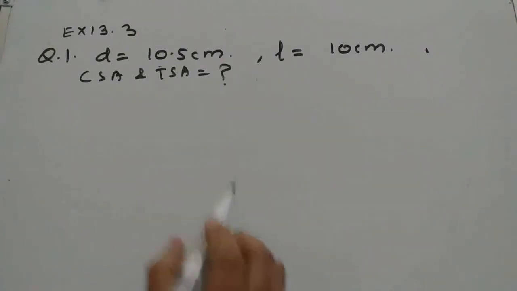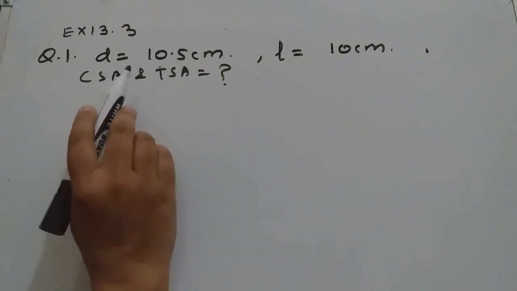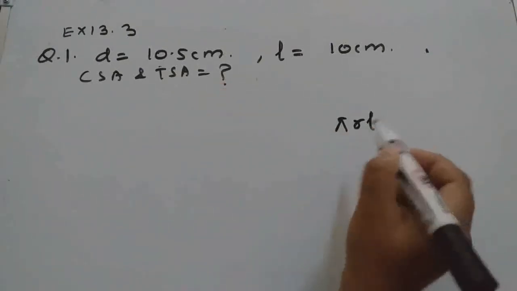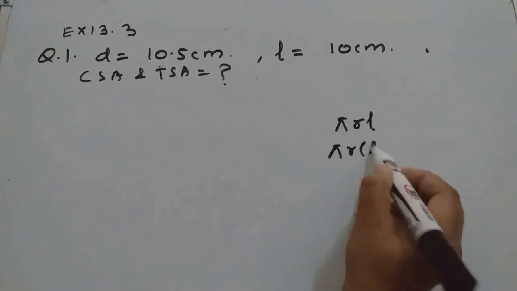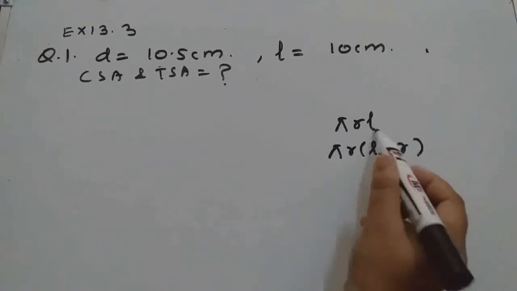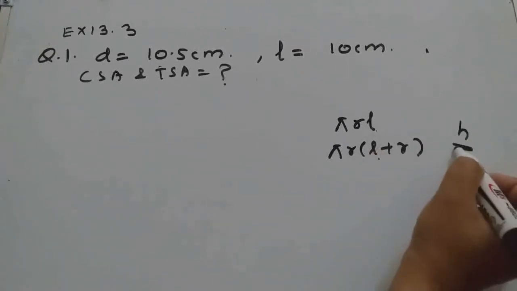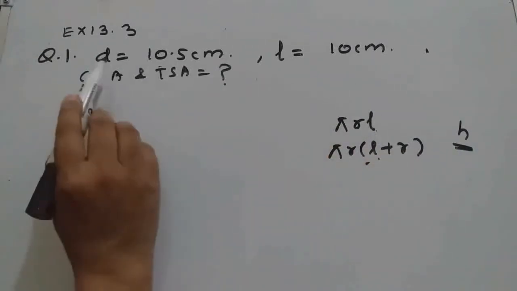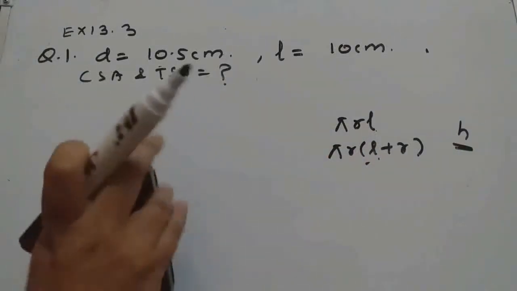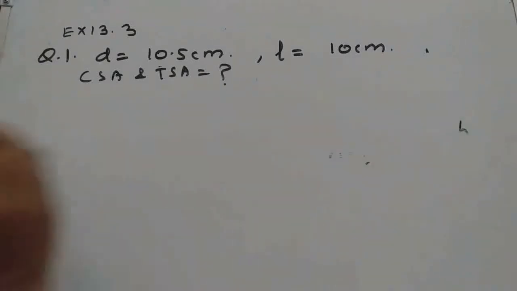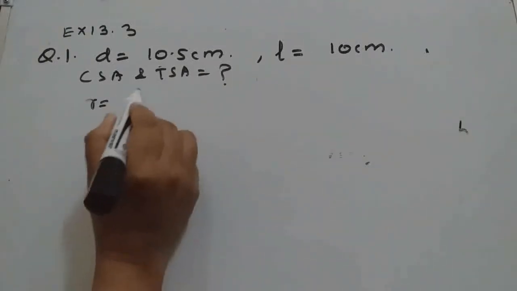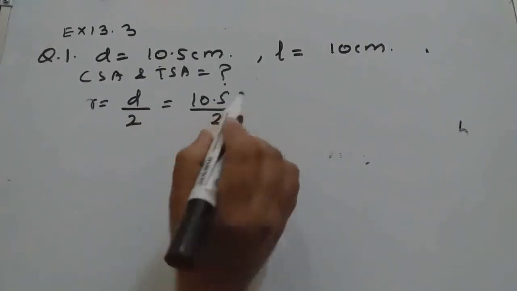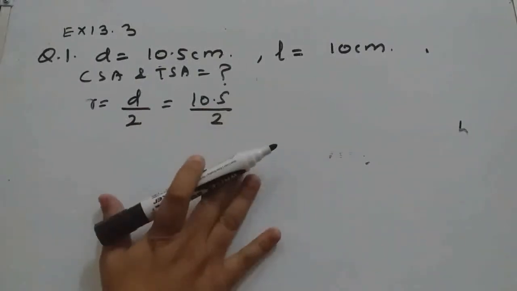Okay. So in CSA and TSA, H is not required, isn't it? Pi r L and pi r L plus r. So here height H value is not required, so no need to find. All the other values are given to us. Only from the diameter we will find R. So here R will be diameter by 2, that is 10.5 by 2. This we will write as it is for time being.